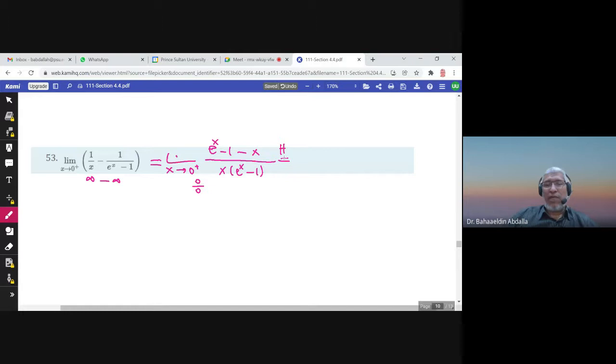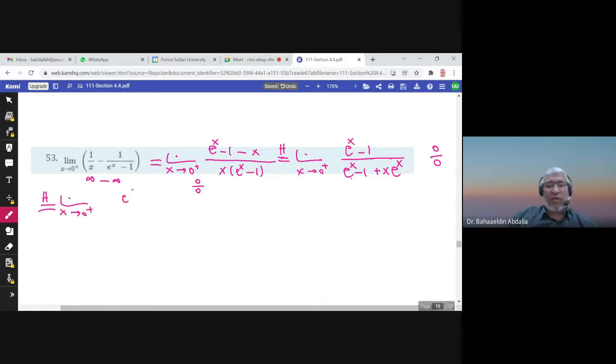I can use L'Hopital's. Derivative of e^x is e^x. Derivative of negative x is negative 1. Derivative of negative 1 is 0. Product. Derivative of x is 1. Derivative of e^x minus 1 is e^x. Replace x by 0. e to the power 0 is 1. 1 minus 1 is 0. And here 0 plus 0. So again I have 0 over 0. I use L'Hopital's once more.